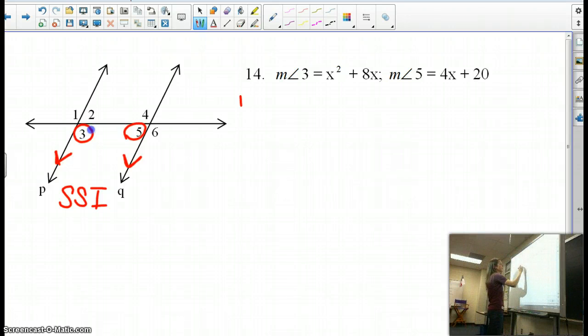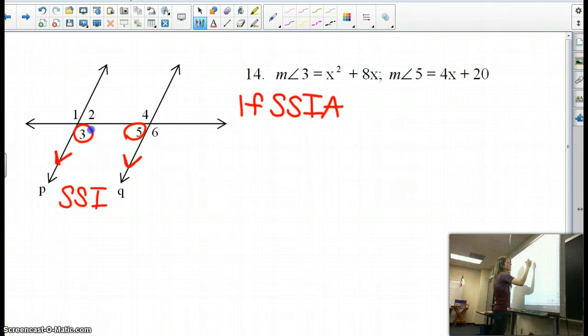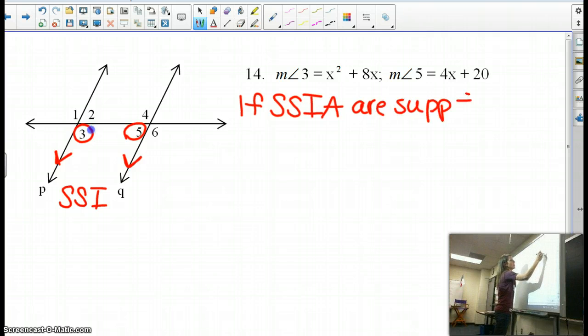So our statement we're going to write is: if same side interior angles are supplementary, then line P is parallel to Q. And we're going to leave it at that.